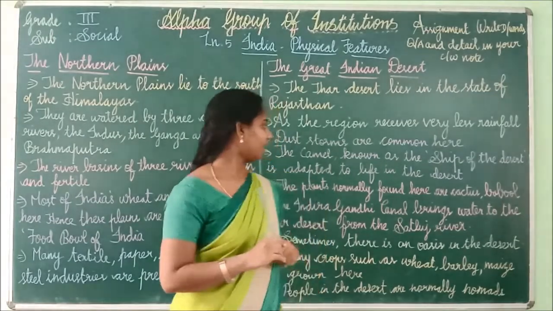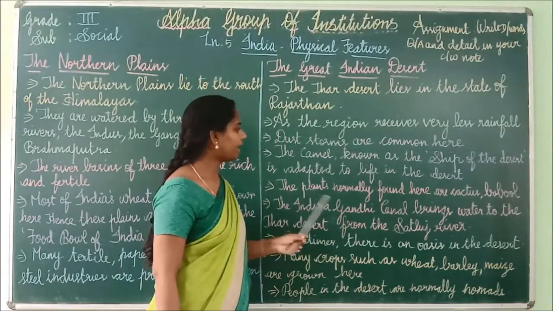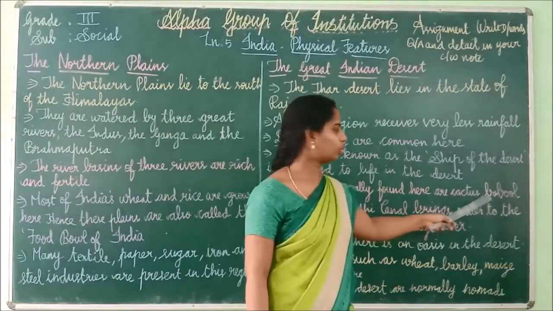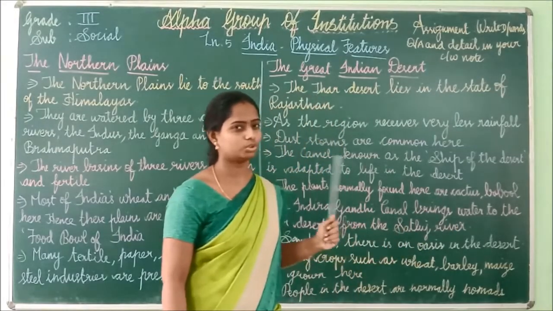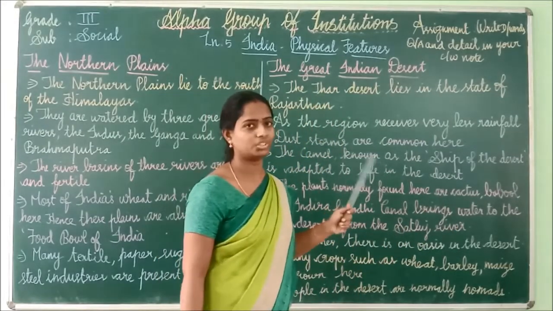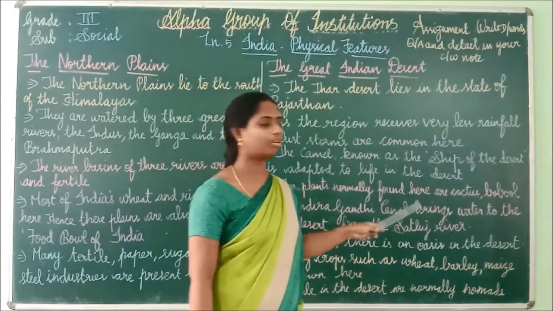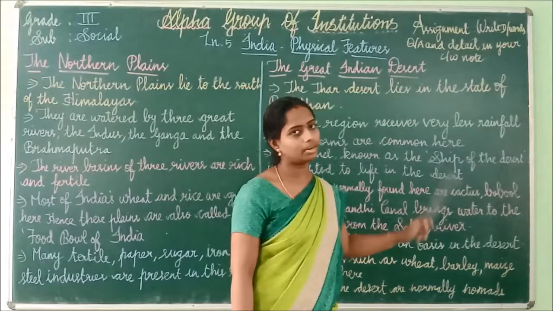Camel. Okay, and then what is said, the plants normally found here are cactus and bamboo. Okay, it is a very dry region, no? So most of the trees are not grown here. Only some of the trees will grow. So the plants normally found here are cactus and bamboo.